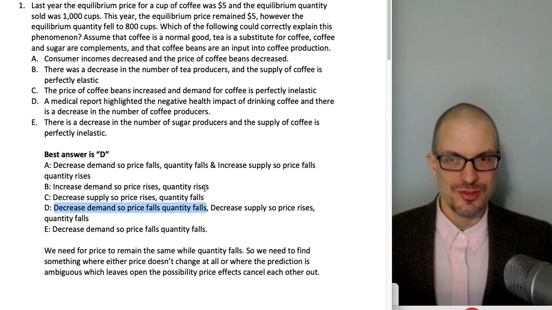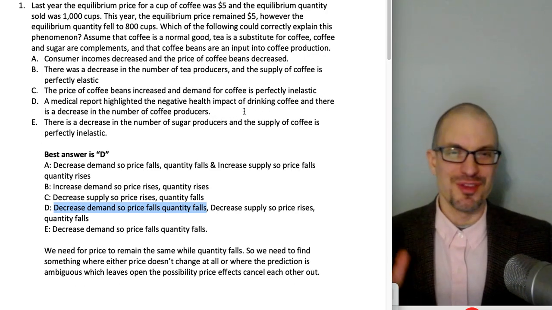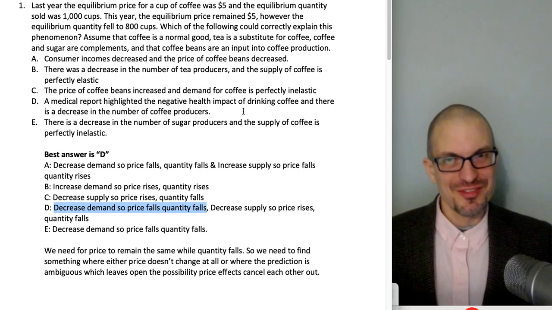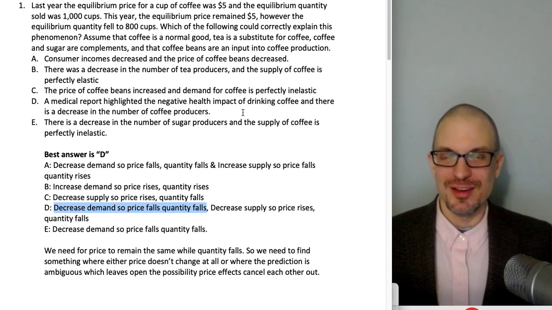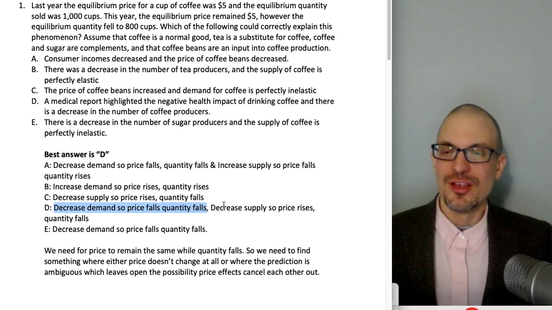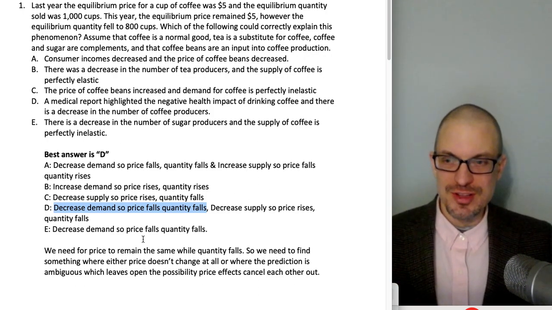Okay, now let's see what happens on the supply side. Oh, there's a decrease in the number of coffee producers. That's a decrease in supply. Remember at the outset, I was saying one of the things we were looking for was what if we were to get a decrease in demand and a decrease in supply? Here it is. So now we've got our decrease in demand, and we've got a decrease in supply.